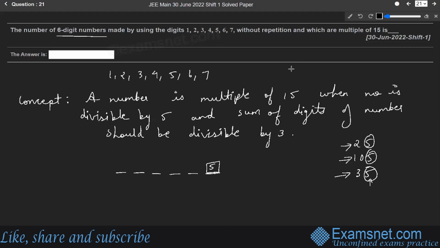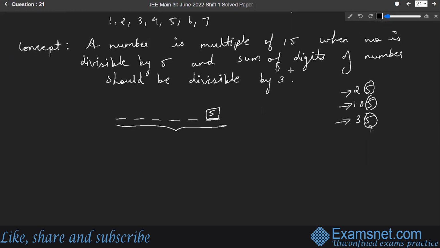So now we have the remaining 5 places. We have to put 5 numbers in these 5 places in such a way that the sum of all the digits is divisible by 3, right? So let us see the possible cases. How to make it divisible by 3? We have to take the remaining 5 digits in such a way that the sum becomes divisible by 3. So let us see how the remaining 5 digits can be arranged.